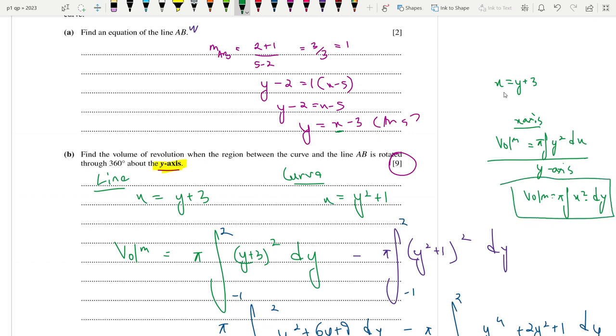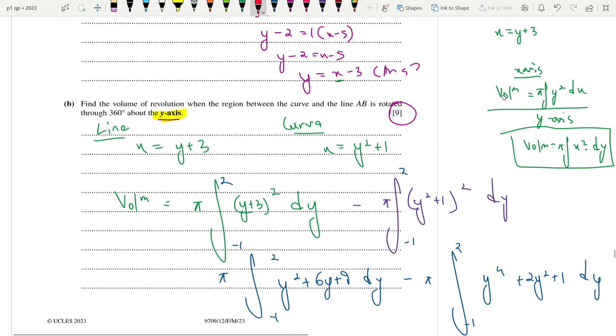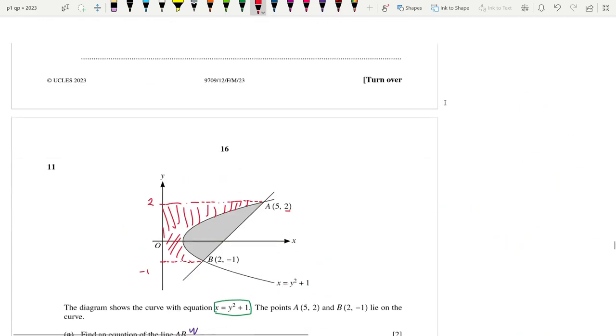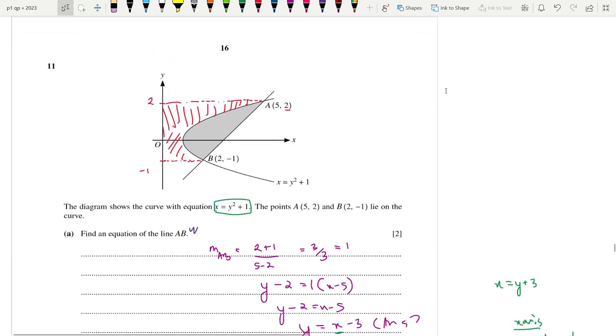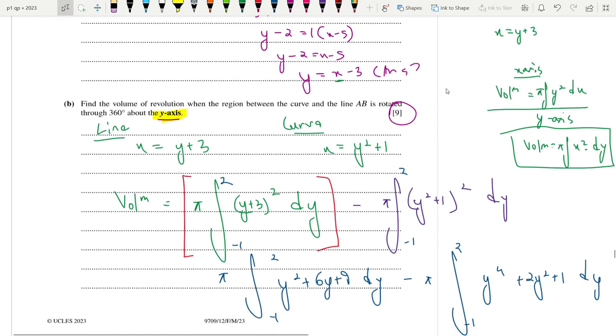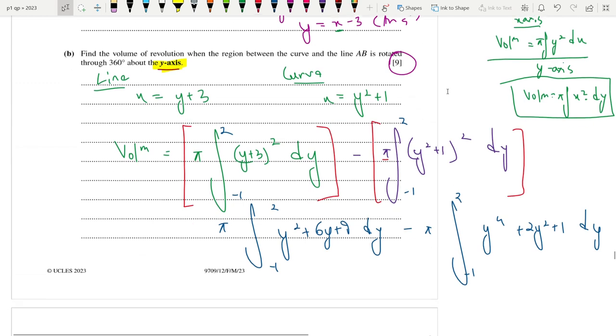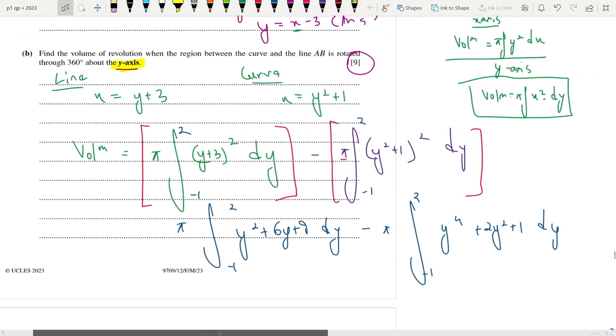So I input pi, and if I do x squared, it's y plus 3 whole squared, dy, with limits 2 and minus 1 for both of them. That's the line. And for the curve, it's x equals y squared plus 1, so that whole squared, and obviously you need to input the pi and the limits. If you break this down, you end up with the integral from minus 1 to 2 of y squared plus 6y plus 9, and for the curve it is y to the power 4 plus 2y squared plus 1.